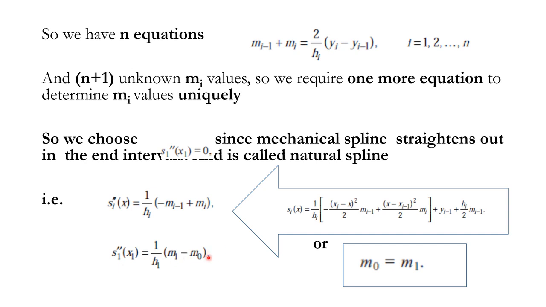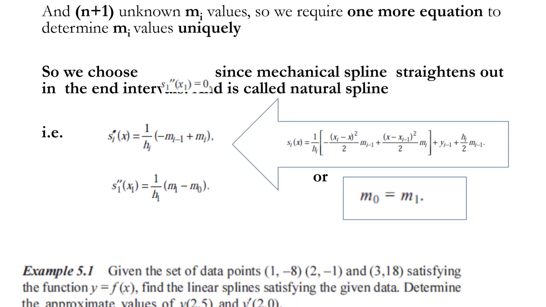So equating to 0, we obtained m0 is equal to m1. So there are n equations, and there is one more equation, so there are a total of n plus 1 equations and n plus 1 unknown mi values. So the mi values can be solved exactly or solved uniquely.